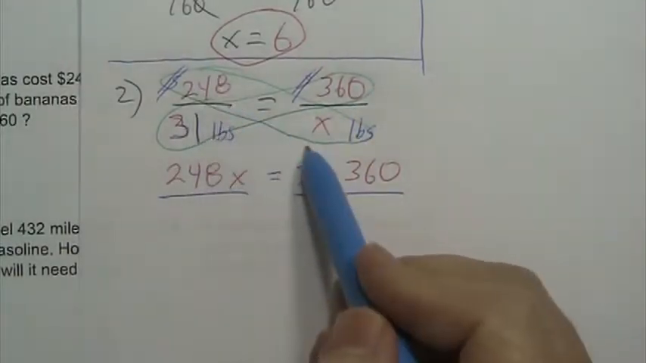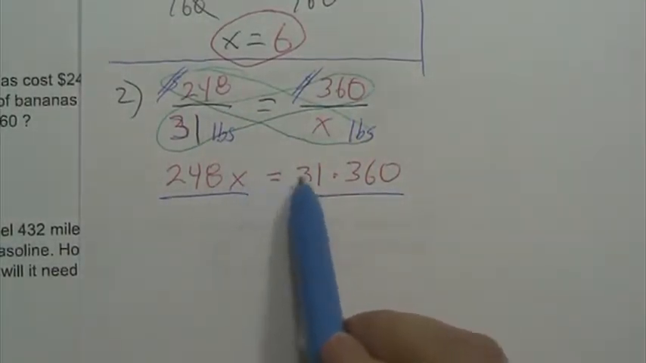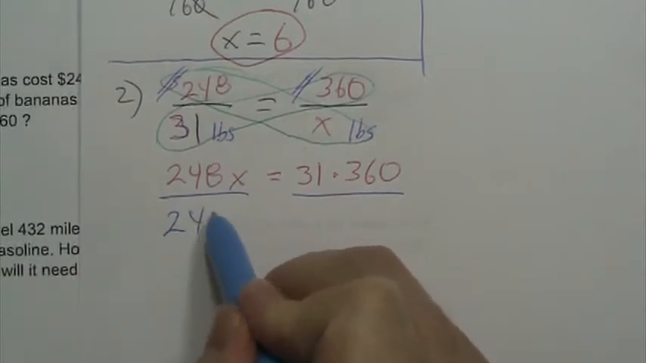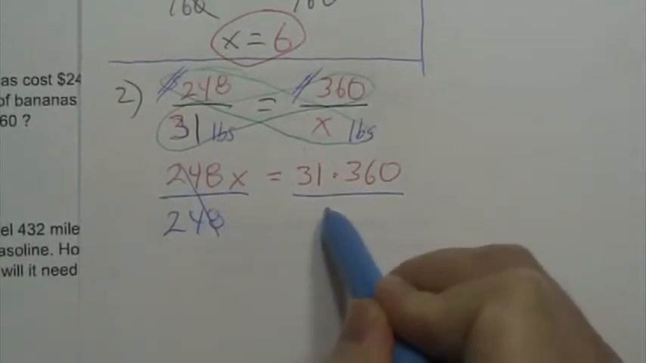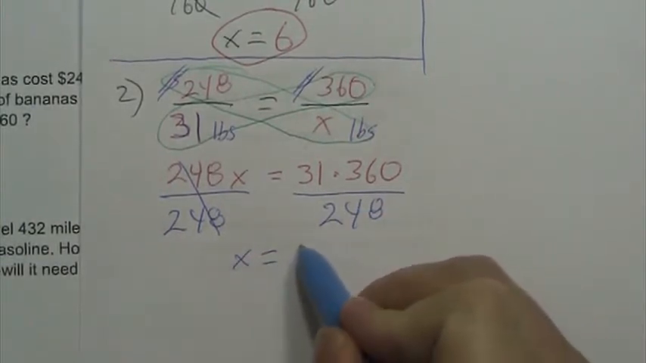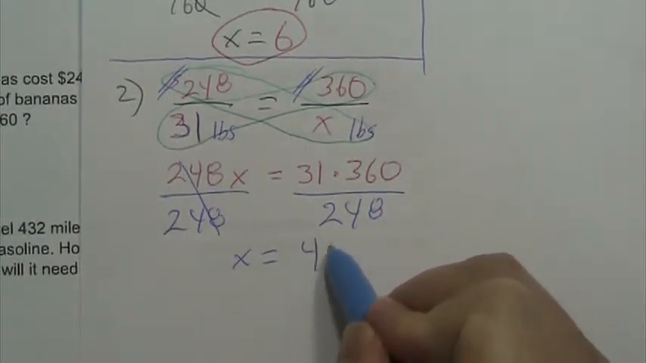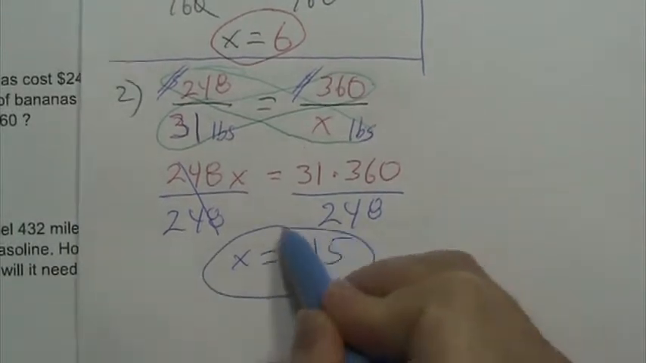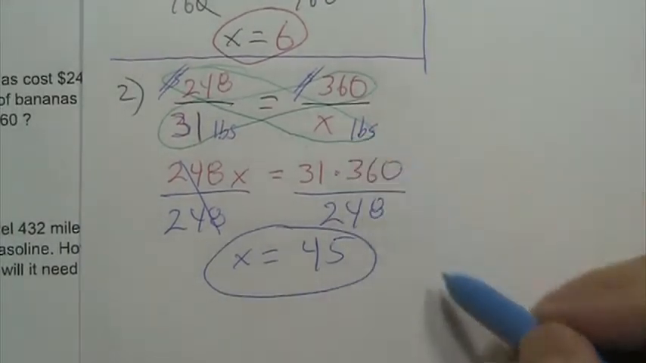So I use cross products, right? I divide by 248 to get rid of this number, but you have to do it to both sides. And your answer will end up being 45. The answer is 45 pounds.